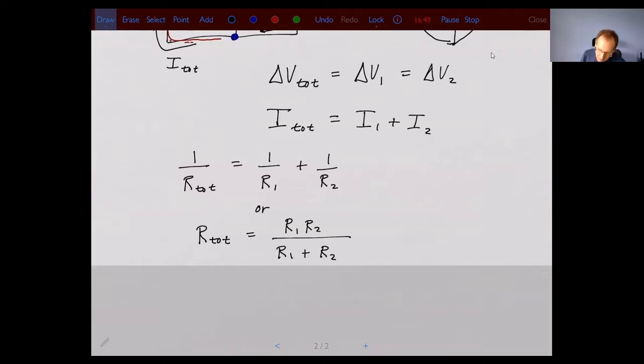If you have more than 2, then you have to use the first equation here, and you would just keep extending it. 1 over R total would equal 1 over R1 plus 1 over R2 plus 1 over R3 plus 1 over R4 and so on. But if you have just 2, it's much easier to just use this formula to rearrange it and solve it for R total.